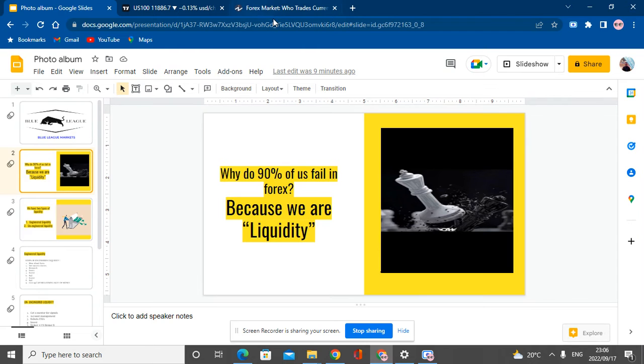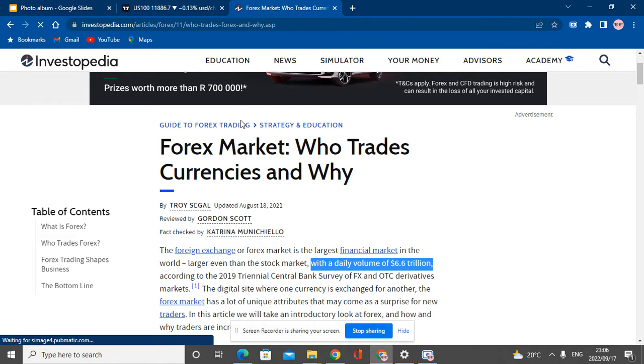Now, before I continue, let me take you back to something I was reading. It says that the Forex exchange or Forex market is the largest financial market in the world, larger even than the stock market, with a daily volume of 6.6 trillion. Now, I want you to pay attention to this, with a daily volume of 6.6 trillion.